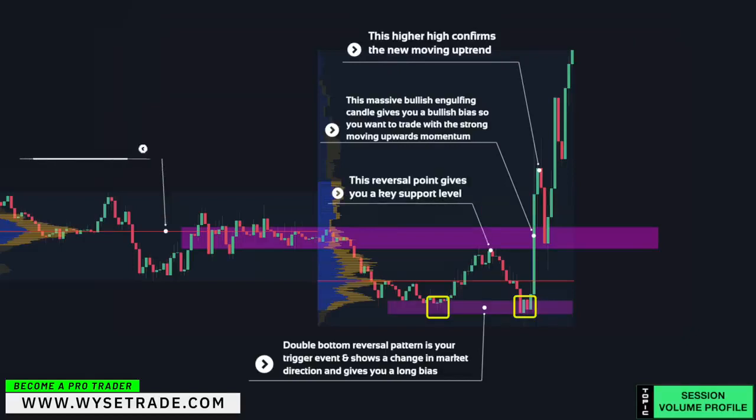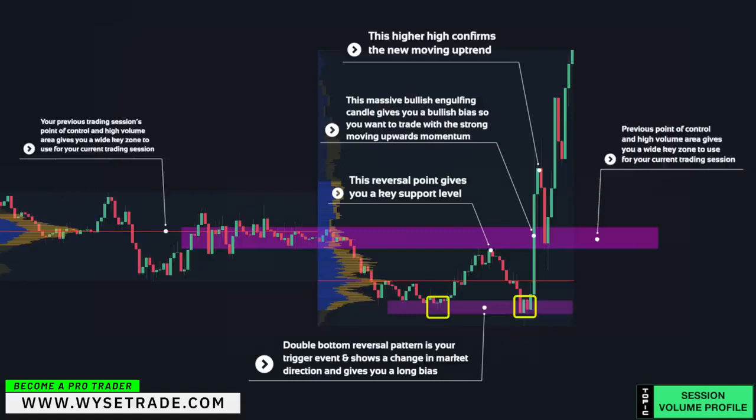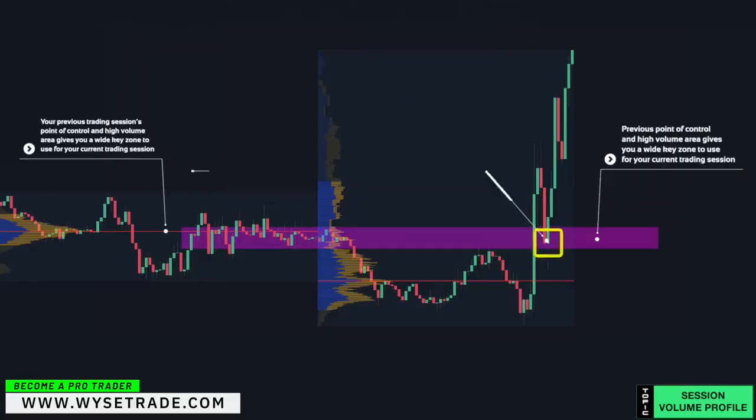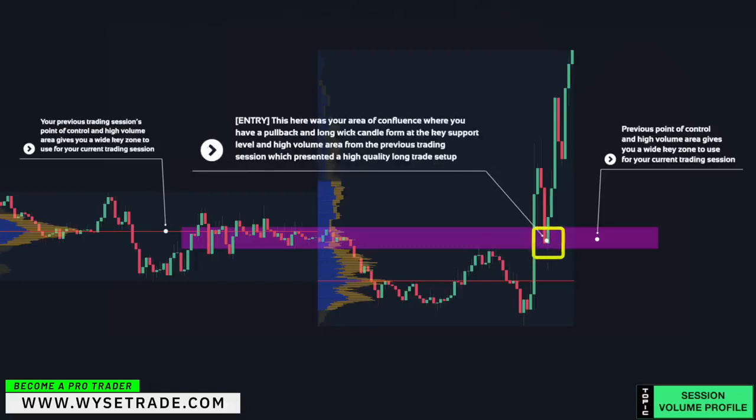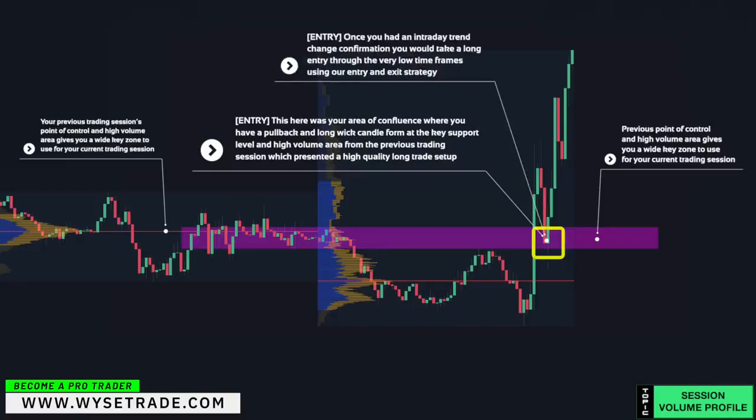Now, your previous trading session's point of control and high volume area gives you a wide key zone to use for your current trading session. This here was your area of confluence, where you had a pullback and long wick candle form at the key support level and high volume area from the previous trading session, which presented a high quality long trade setup. Once you had an intraday trend change confirmation, you would take a long entry through the very low timeframes using our entry and exit strategy.